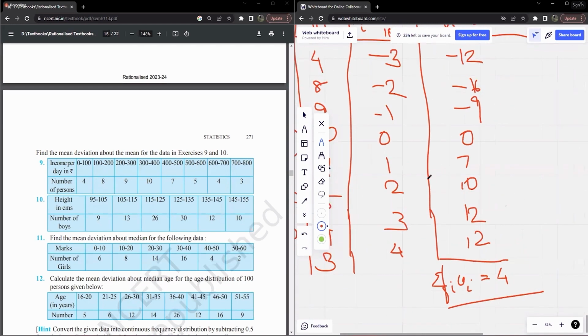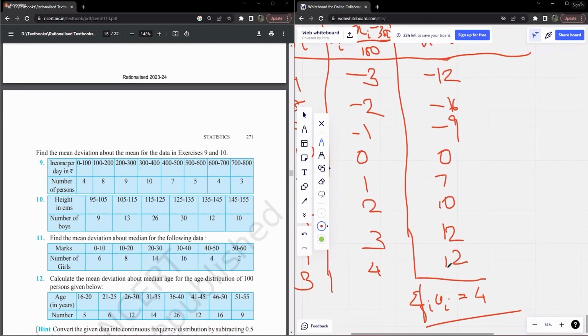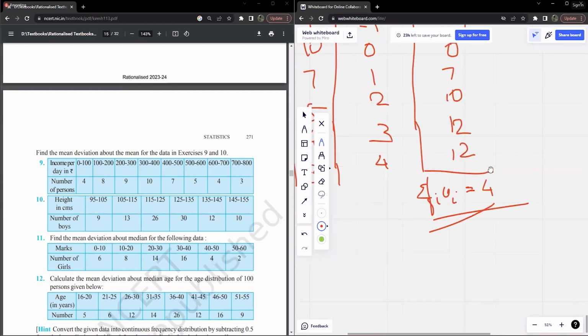That's it. Because the positive part is basically 17 plus 24, that's 41. And the negative part is 12, 16, 28 plus 9 is 37. 41 minus 37 is 4. This is your answer. Cool.